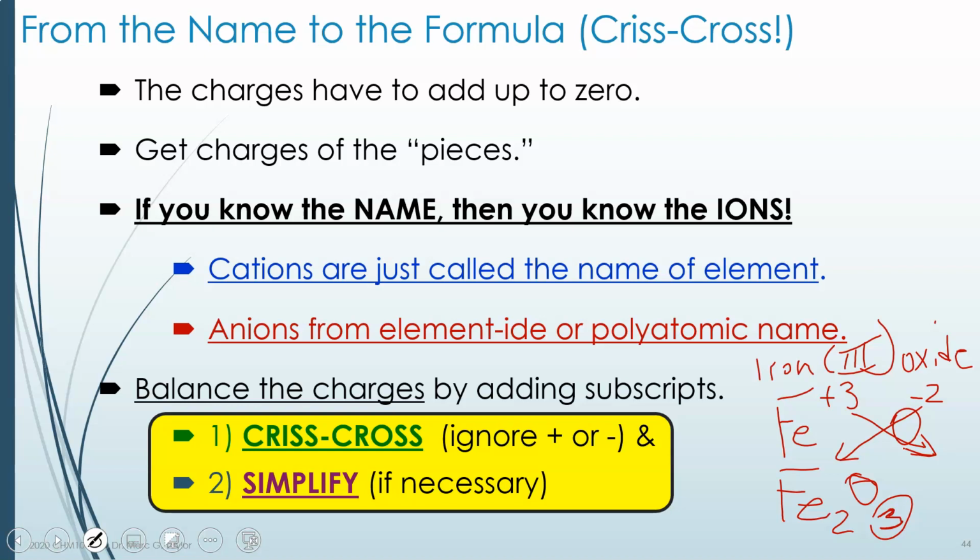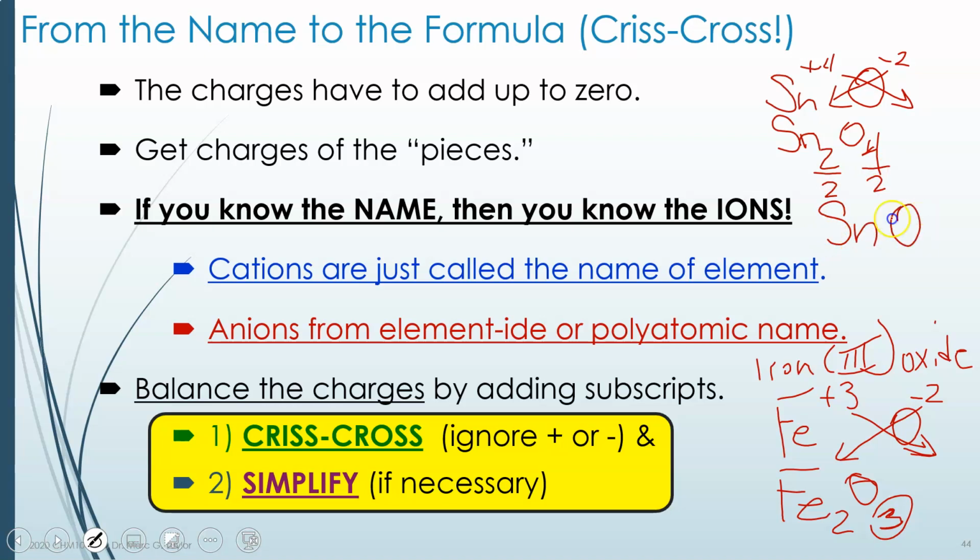But if we had something like tin 4 oxide, we crisscross, that would give us Sn2O4. Well, we can simplify each of these by dividing both sides by 2, and we end up with just 1 tin, so we don't need to write the number, and 2 oxygens. And this is why in some cases the 2 doesn't match the charge on the tin or on the metal. Okay, so sometimes it'll work, sometimes it won't, so don't do it that way.